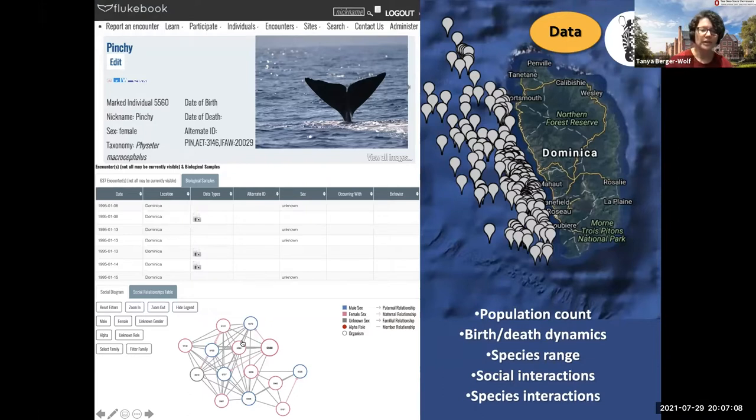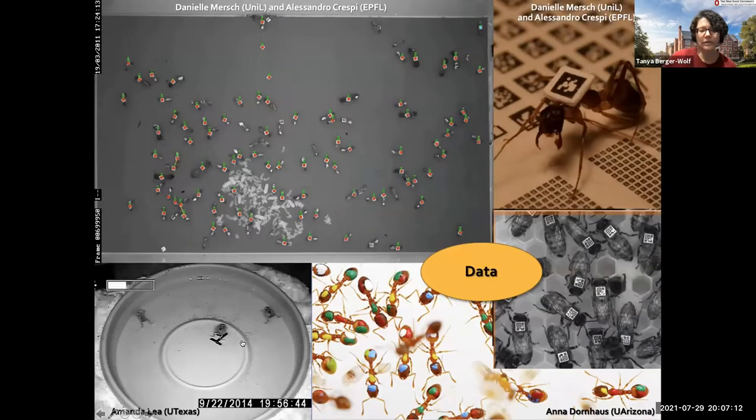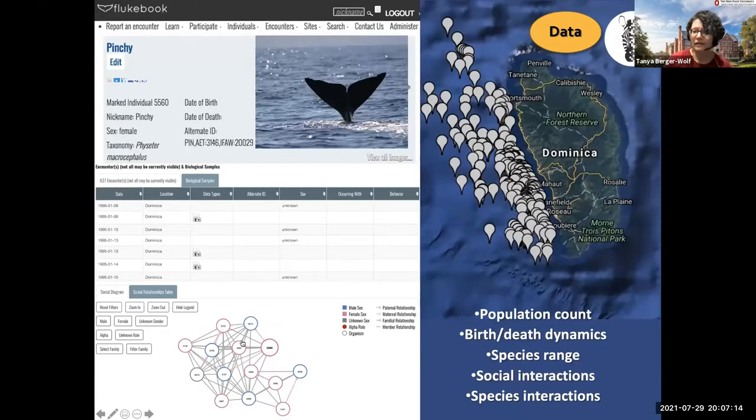And their social network is shown here for Pinchy, the sperm whale, who is the most cited animal in a wild book for whales and dolphins, Fluke Book. And she's been cited more than 600 times. So we really can track their social interactions.